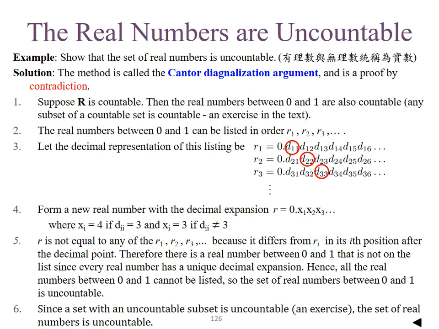So this is a contradiction. So why do we have such a contradiction? Because we assumed R is countable. So this leads to the contradiction. We cannot have the list of the real numbers within 0 to 1. Okay. So the set between 0 and 1 is uncountable, which means the larger set R is also uncountable, because its subset is uncountable. So the large original set R is also uncountable.